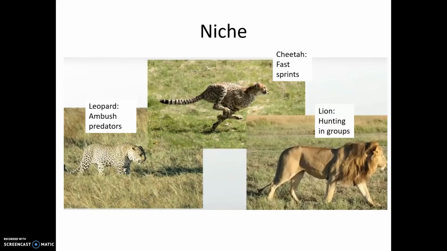They occupy 3 different niches, right? So the leopard is like an ambush predator. It lies around and waits, and then it ambushes its prey. And the cheetah is very fast and can do some very fast sprints. And the lions are hunting in groups. So they occupy 3 different niches within the same habitat.